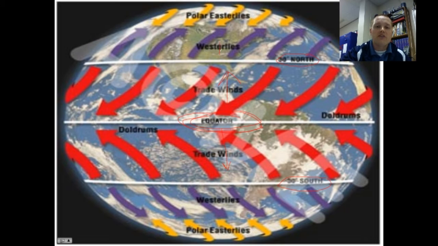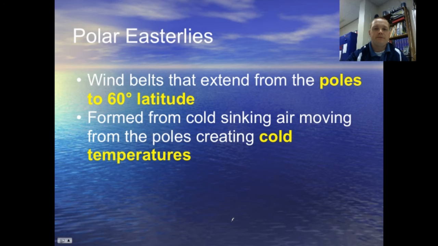The second one are the westerlies, found between 30 and 60 degrees. And again, westerlies down here, 30 to 60 degrees south. And then the last are the polar easterlies, which are 60 to 90. So looking at this area all the way up to the pole. And again, polar easterlies from here down to the South Pole. So those are an example of where they're located.